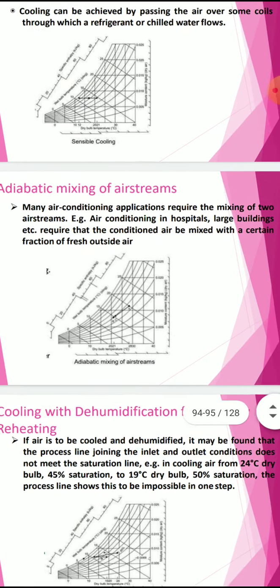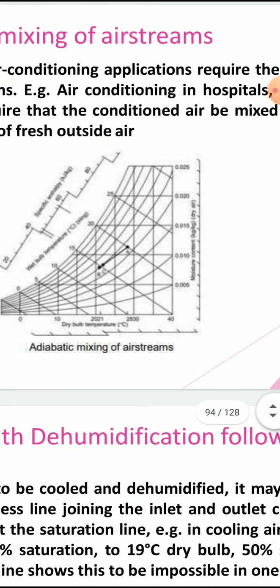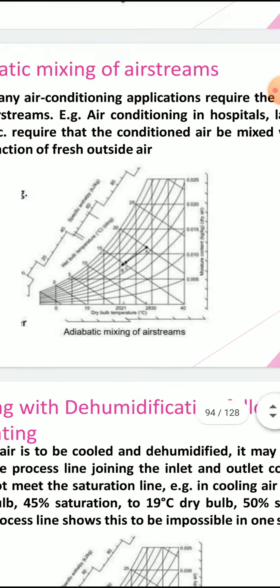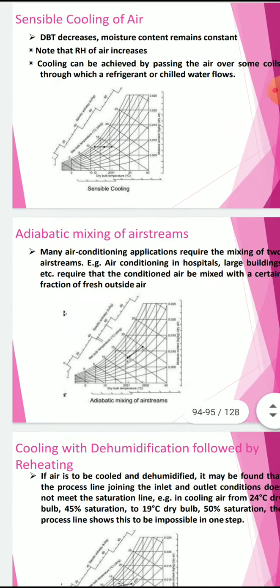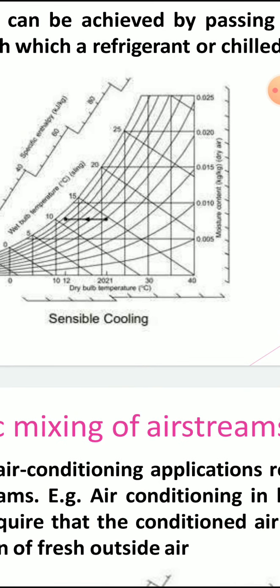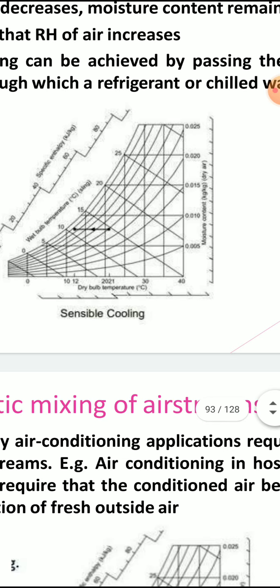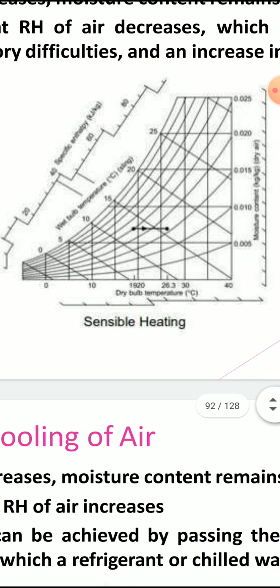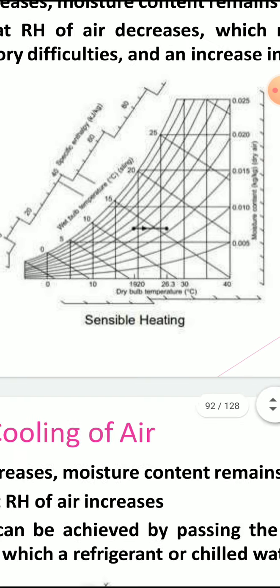So in the graph, the line 1 to 2 indicates adiabatic mixing of air streams, and here the dark line with the arrow towards the left indicates constant specific humidity, but the dry bulb temperature is decreasing. And the arrow towards the right side indicates an increase in dry bulb temperature.